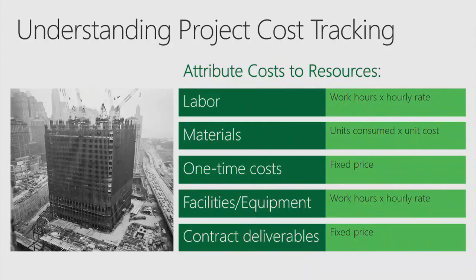There's a special type of resource in Project that you can use. It's called a cost resource. Basically it acts as a cost bucket where you can dump money whenever you have to purchase something on your projects. Facilities and equipment.